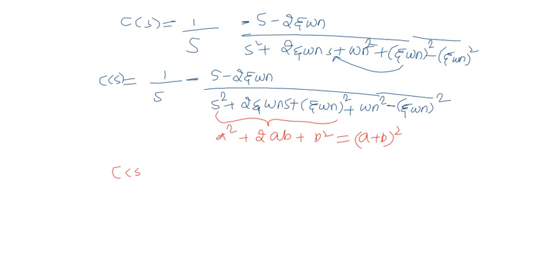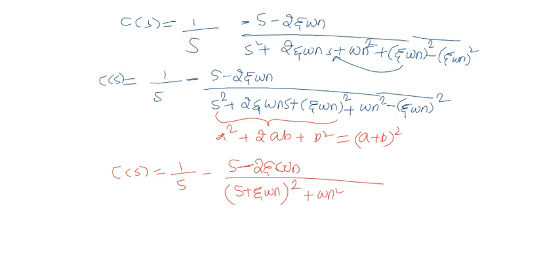Then C of s becomes 1 by s minus 2 zeta omega n whole divided by. So I am rewriting this total equation with s plus zeta omega n whole square, because this equation is in the form of a square plus 2ab plus b square. In place of a we are having s, in place of b we are having zeta omega n. So this equation becomes s plus zeta omega n whole square plus omega n square.